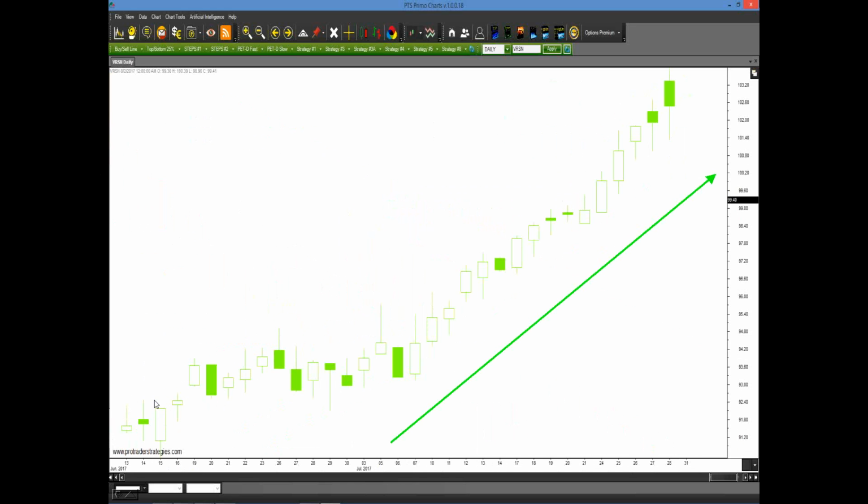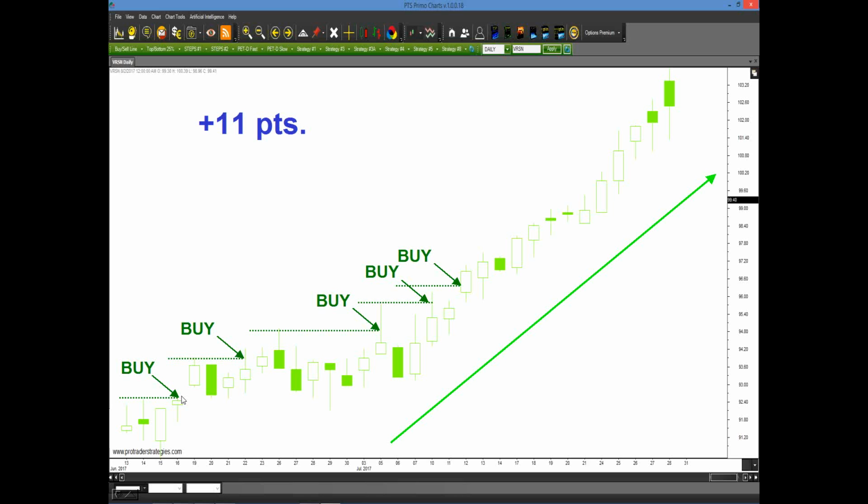So we look for the short-term tops. Once we trade one tick above, we go long, and if we take the very first one, it's 11 points in our favor coming into August.